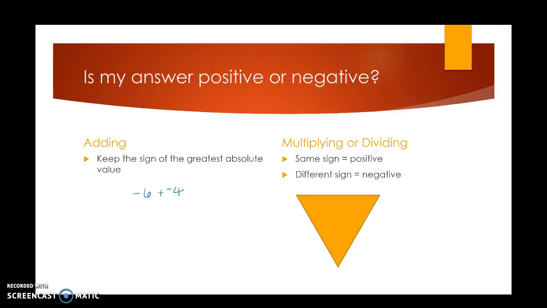Now with multiplying and dividing, you're going to look at it as same sign is going to give you a positive answer, and a different sign will give you a negative answer. So you can either use your Dorito Man, so positive, negative, negative, or you can use your tic-tac-toe. So remember, the positives go from the top left corner down to the bottom right, and then the rest are all negative. So for example, negative times a negative equals a positive.